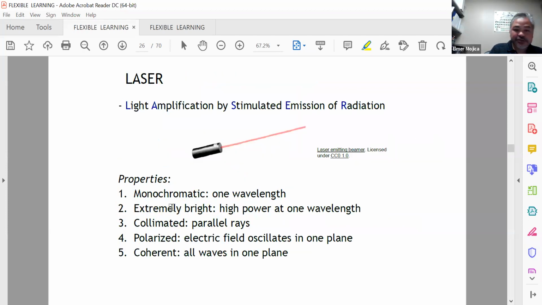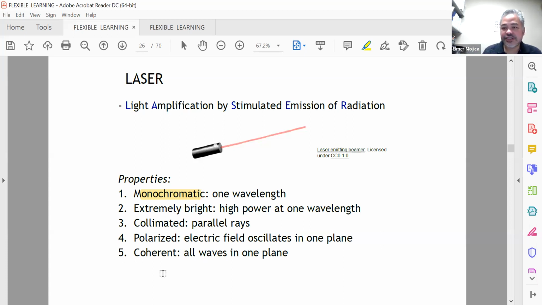The next one that we have is the laser, which stands for light amplification by stimulated emission of radiation. I have experience using lasers before, and I still have some access to the laser source that we have. So what are the main properties of a laser? It's monochromatic. I used a laser at the 488 nanometer line, the 550 line, and the 775 line.